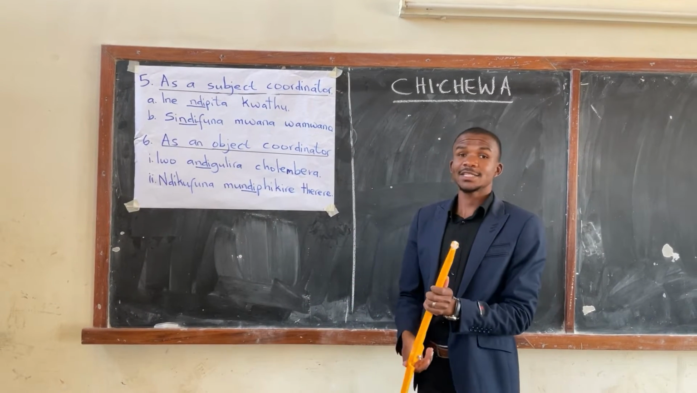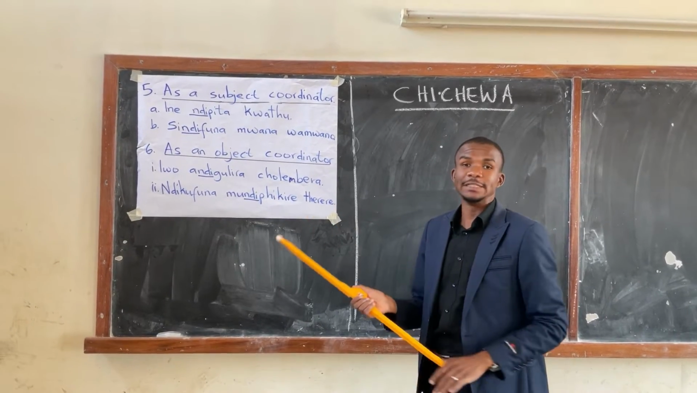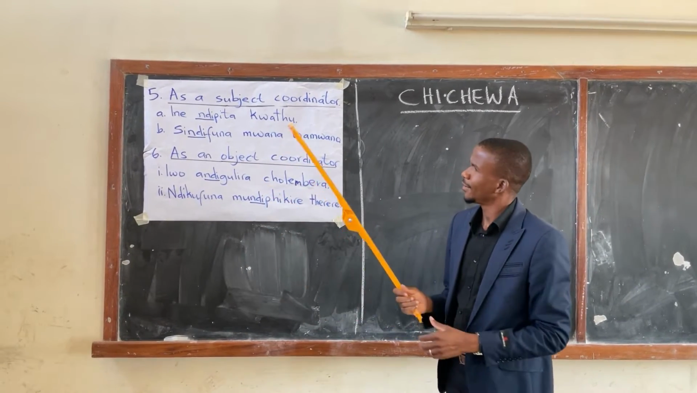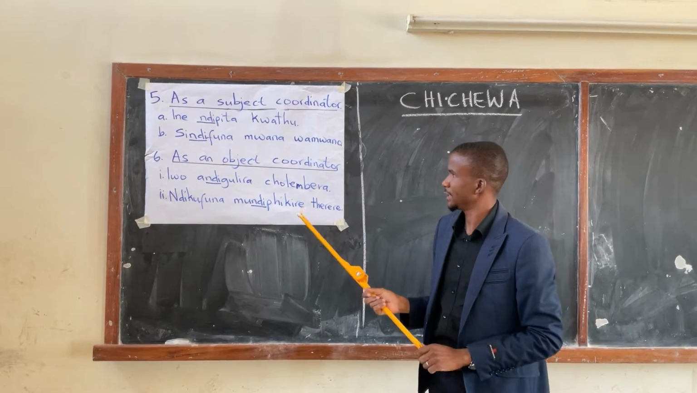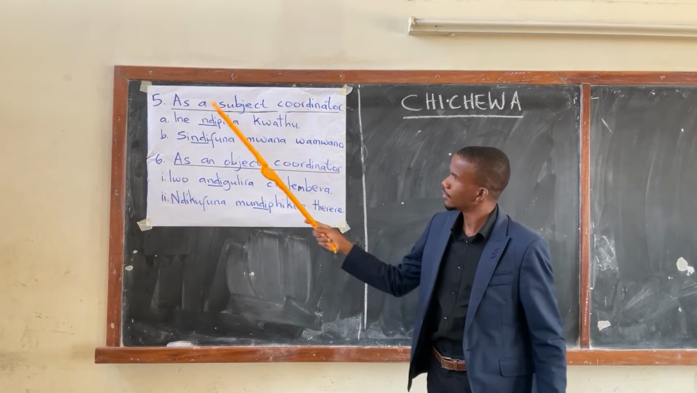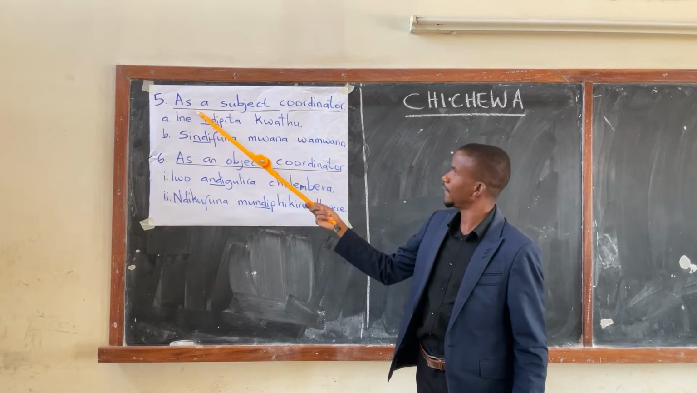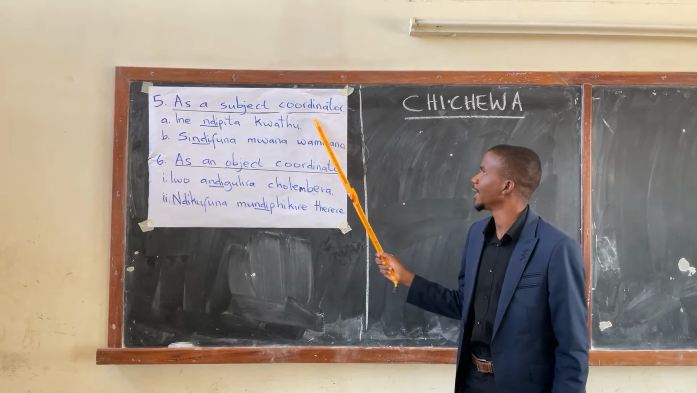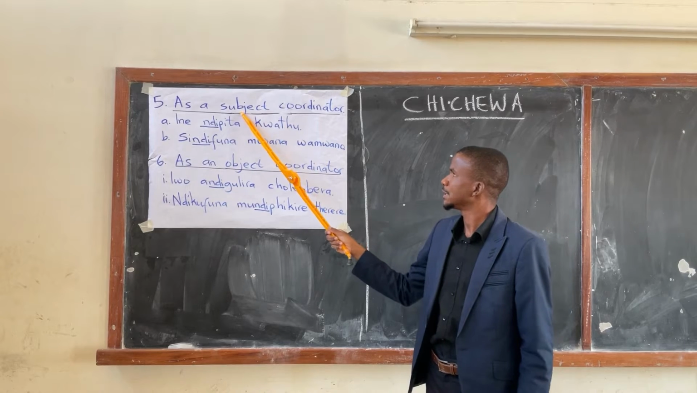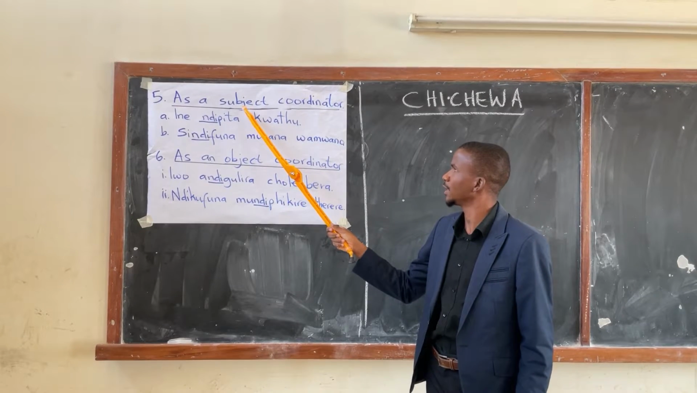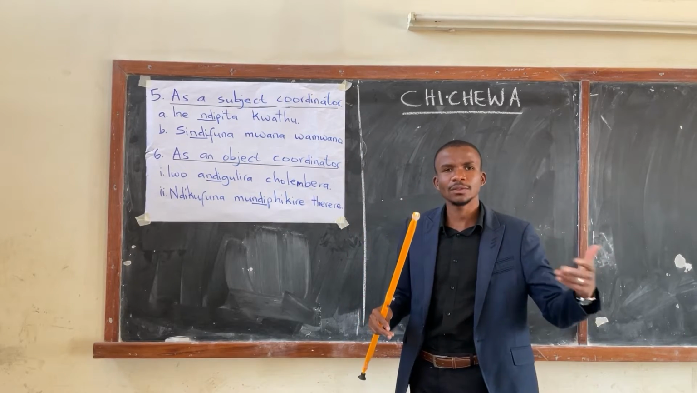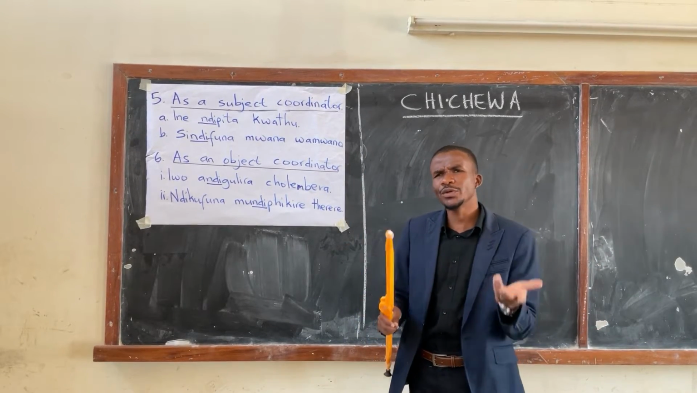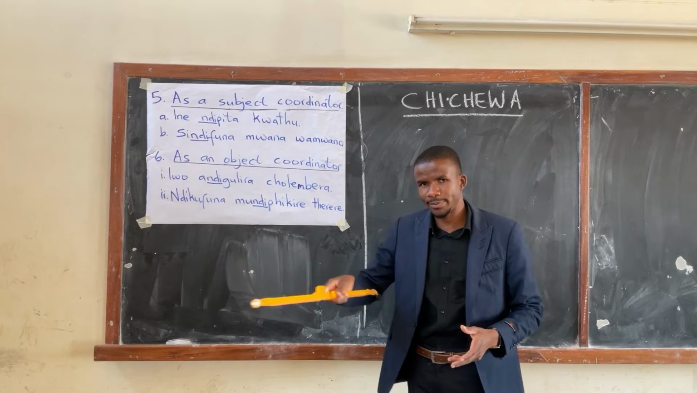So, the last two functions of ne in Chichewa, which are a bit similar, but you see the difference. Ne functions as a subject coordinator. The subject of the sentence is the word, either a pronoun or a noun, that is doing the action of the verb in that particular sentence.